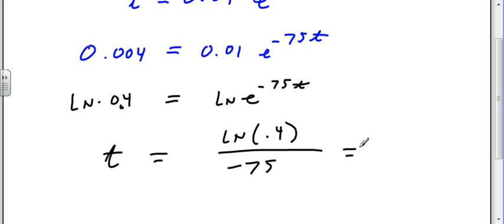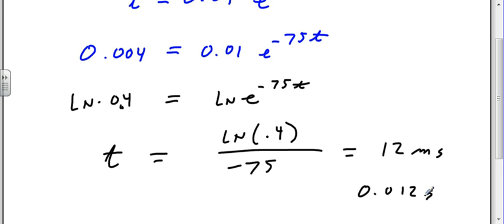It's a natural log, if I can find natural log, which I can't because I'm still in my other thing. Natural log of 0.4 divided by minus 75 equals... now why would they want it in seconds? I would put down 12 milliseconds. Well, that is in seconds, right? 0.012 seconds. Okay, there we go.